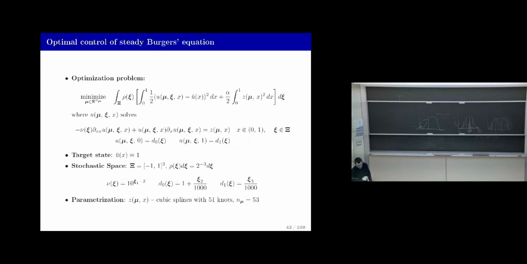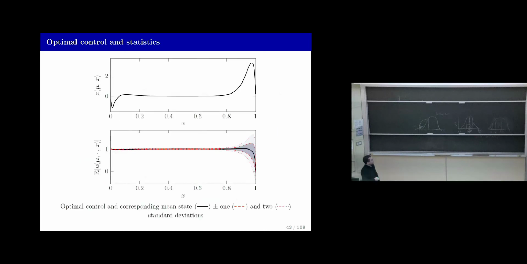So go through the problem. I'm trying to solve the stochastic Burgers' equation here. I have uncertain viscosity as well as uncertainty in my boundary conditions, and I'm trying to drive my system, my U, toward some U bar, which I just take to be 1 here, in expectation, and then I have some penalization on my control. So the control that you get is going to look like some kind of weird thing like this, and then here's the solution of Burgers' equation.